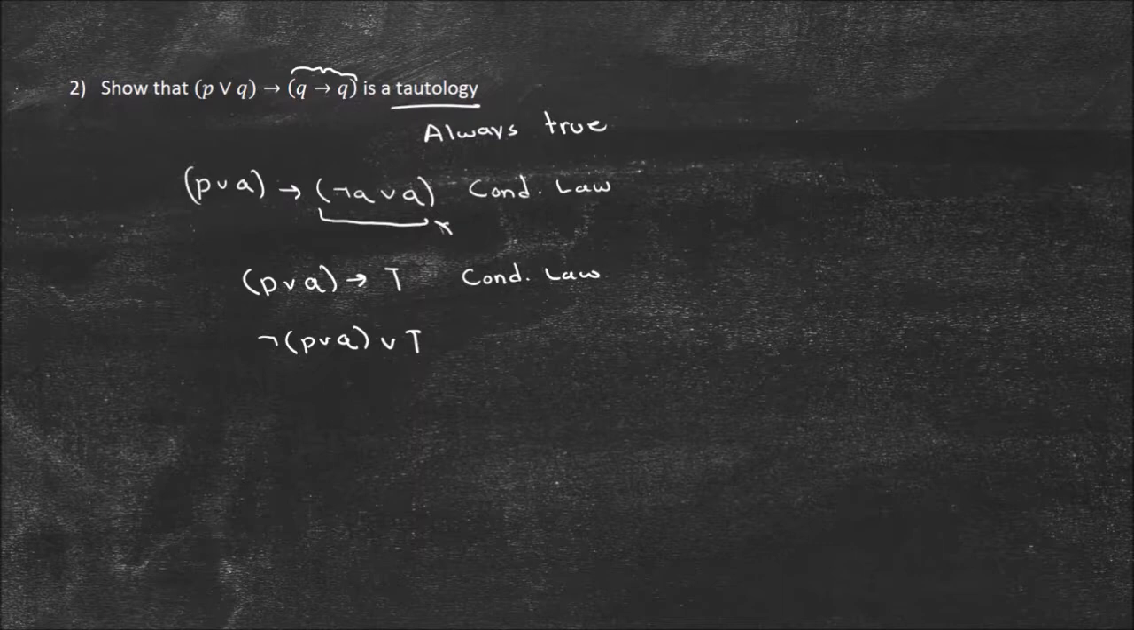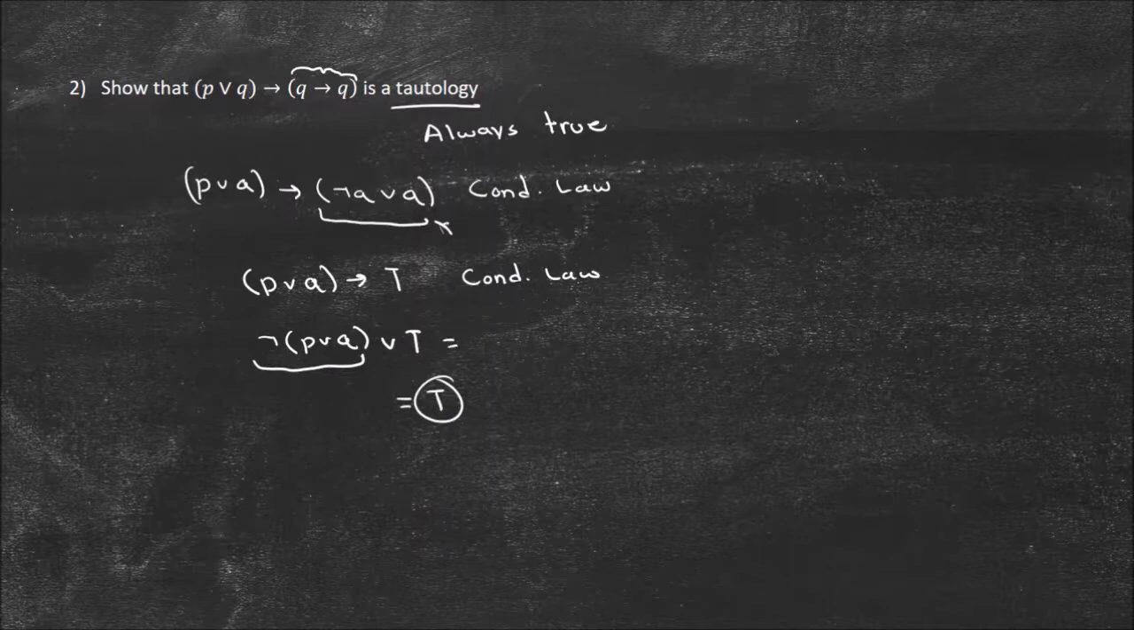So now this last one. Not Q, not P or Q or T. We're actually done with the proof because of the domination law. It doesn't matter what this is. If it's or a tautology, this is always going to be true because this could be false all the time. This one could be false, but if this one's true, the whole truth value is true. So by the domination law, this is true.